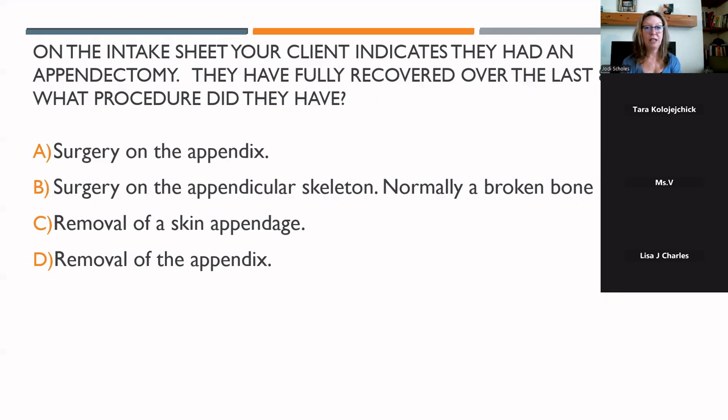On the intake sheet, your client indicates they've had an appendectomy. They fully recovered over the last 8 weeks. What procedure did they have? 3, 2, 1, go. Very good. I see all these answers coming in. All right. Ready to eliminate one wrong answer? They did not have the removal of a skin appendage.